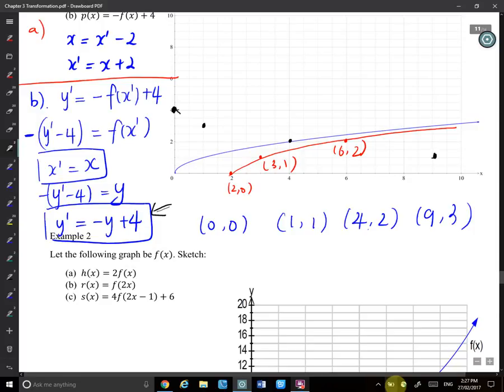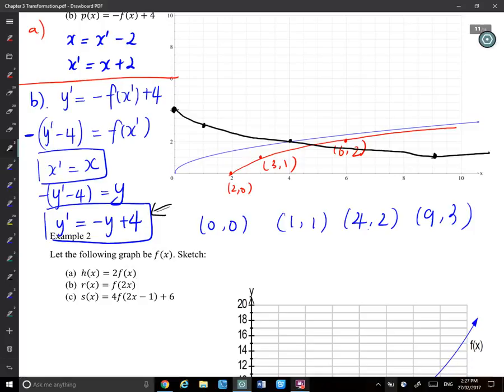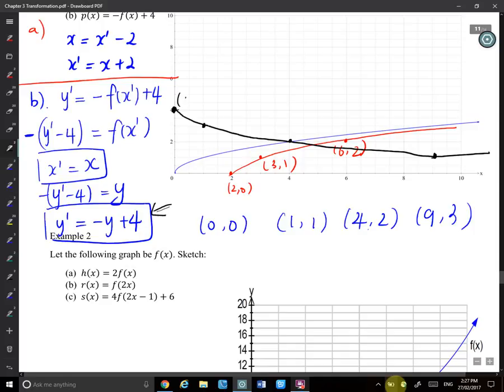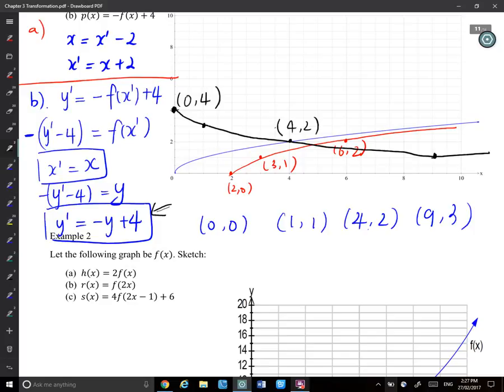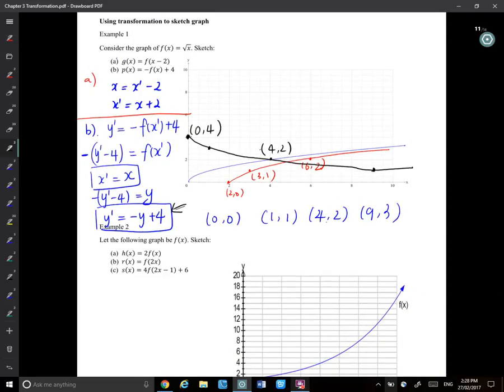Now you can complete this graph by connecting those points. But do not stop at the point 9, 1, because the graph can keep going in that direction. But you need to label the endpoint, which is 0, 4, and a point of intersection, which is 4, 2. Labeling 2 points is enough. You can label one endpoint and any point you like. This one just gives you some idea of how we can sketch by using transformations.